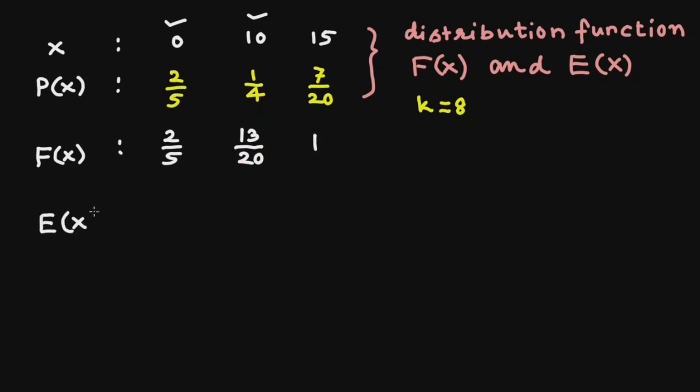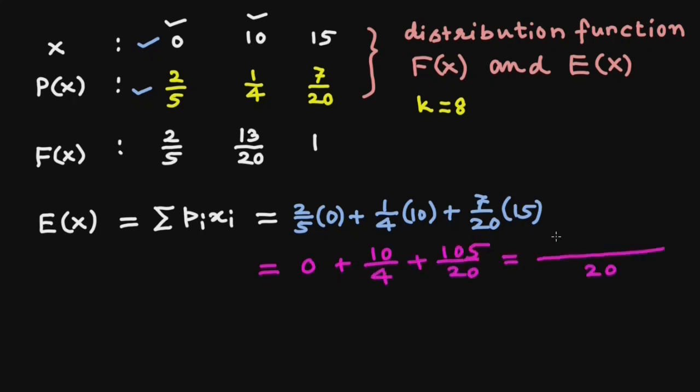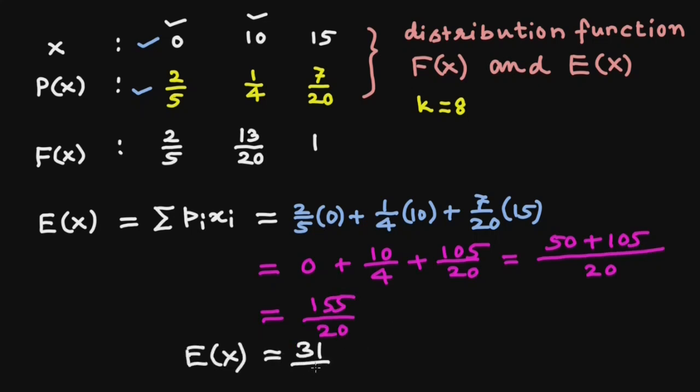Now the expectation E(x) is the summation of p_i x_i, which is 2 upon 5 into 0 plus 1 upon 4 into 10 plus 7 upon 20 into 15, which is 0 plus 10 upon 4 plus 105 upon 20, which is 50 plus 105, 155 upon 20. So the expectation of x is 31 upon 4.